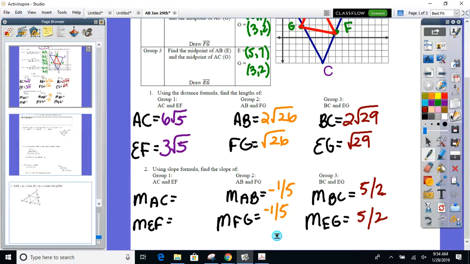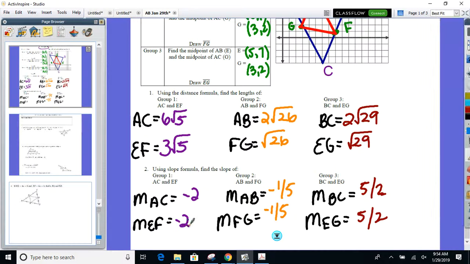And group 1, slope of AC? -2, slope of EF. In geometry, when the slopes are equal, what do you usually know about those lines? They are parallel. Okay, so do we figure out the 2 facts now? Because a couple people are going to tell me in their own words. What do I know about a mid-segment?